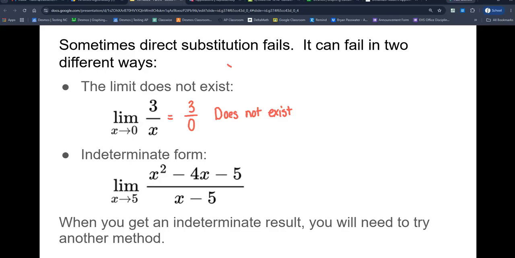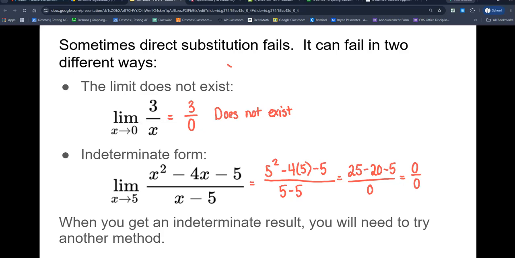But the other thing that can happen is you can get the indeterminate form. So if I try to plug in 5 here, I'm going to have 5 squared minus 4 times 5 minus 5 over 5 minus 5. And in the top, that's going to give me 25 minus 20 minus 5. And in the bottom, I got 0. And 25 minus 20 minus 5 is 0, so 0 over 0.